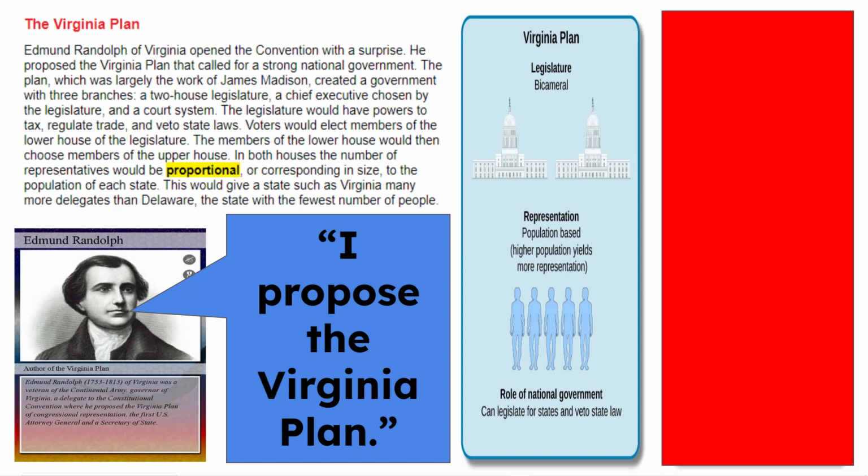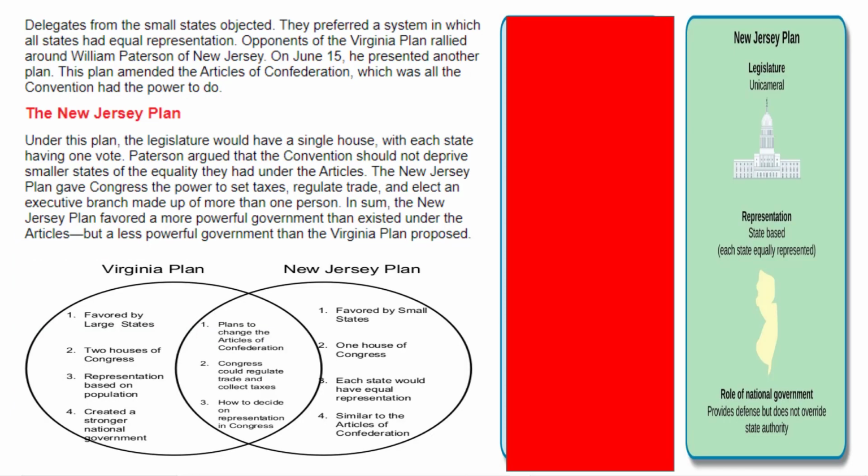Question 23. How would the number of representatives each state would receive be decided in the Virginia Plan? Well, as I mentioned, states with more people would get more representatives. States with fewer people would get fewer representatives. Delegates from the small states objected. They preferred a system in which all states had equal representation.